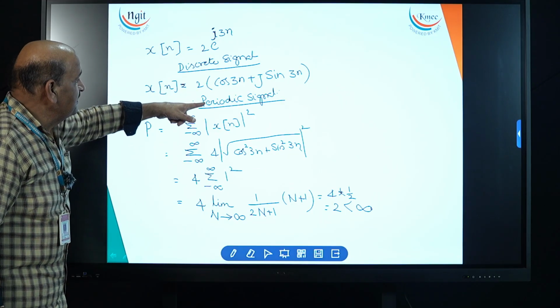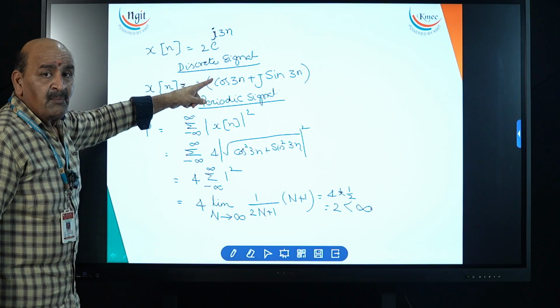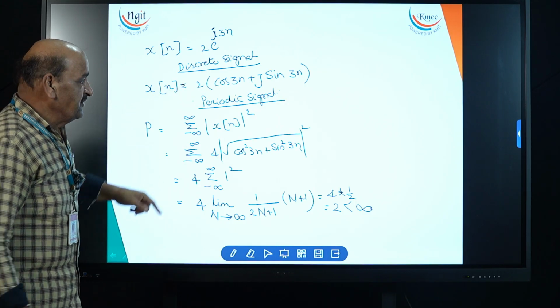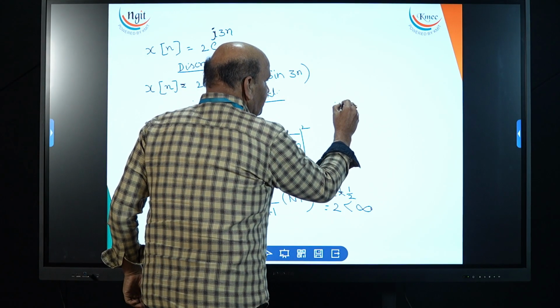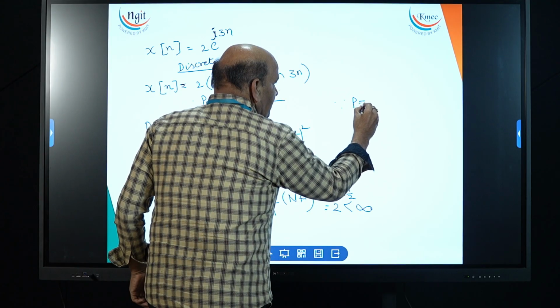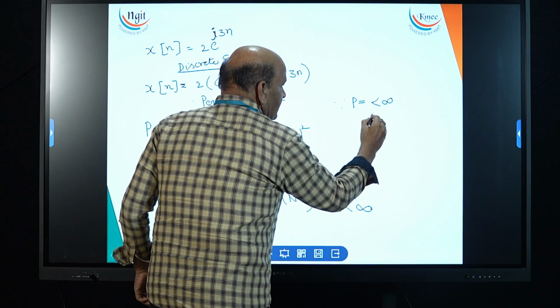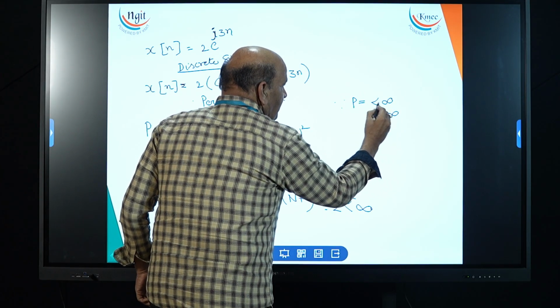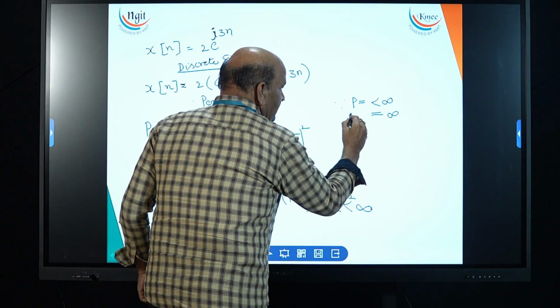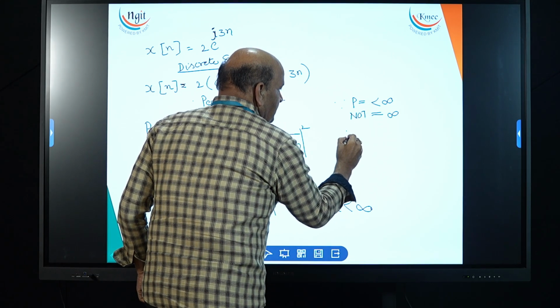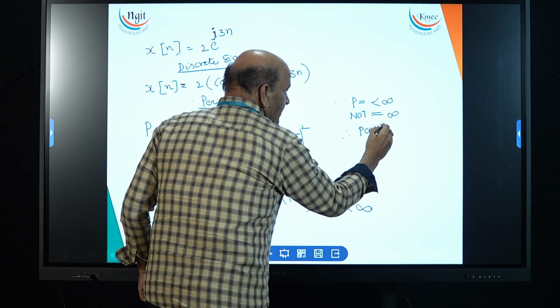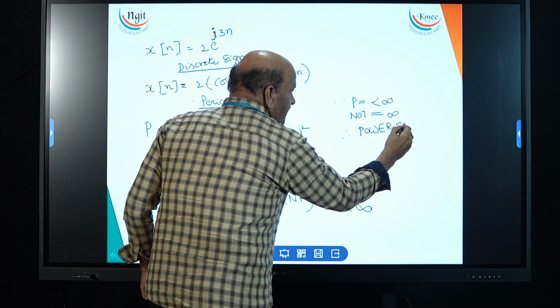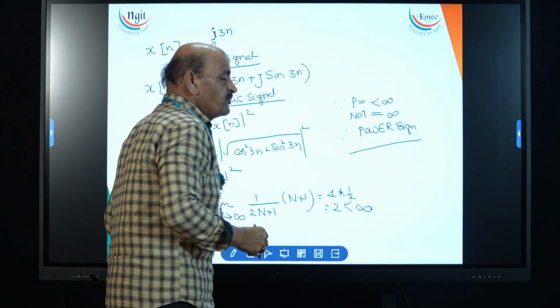Therefore this is what signal? Power signal. It is a power signal. Since power is less than infinity but not equal to infinity, therefore the signal is a power signal.